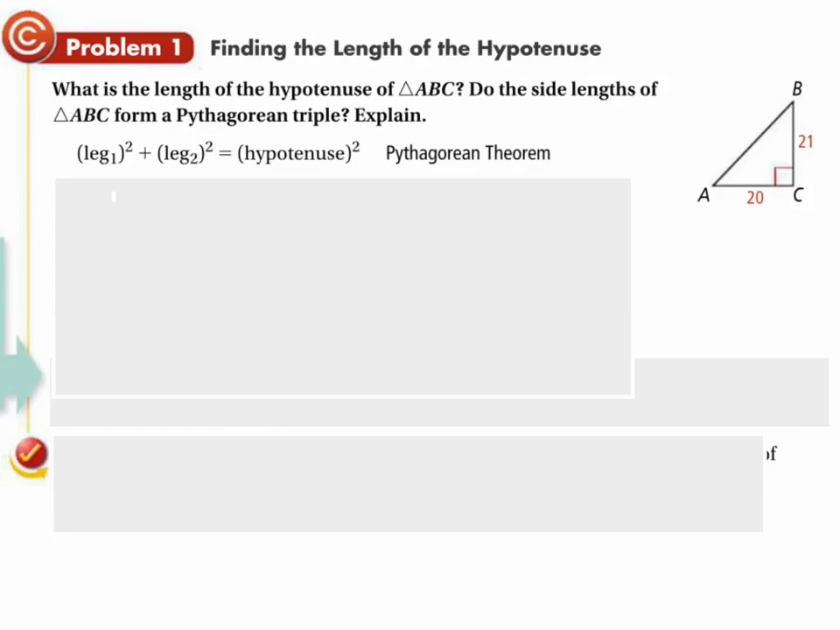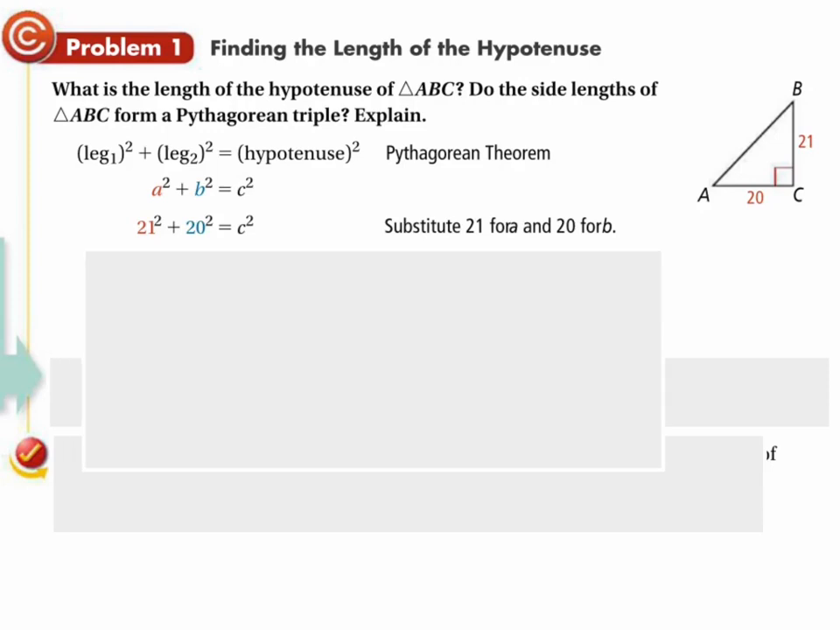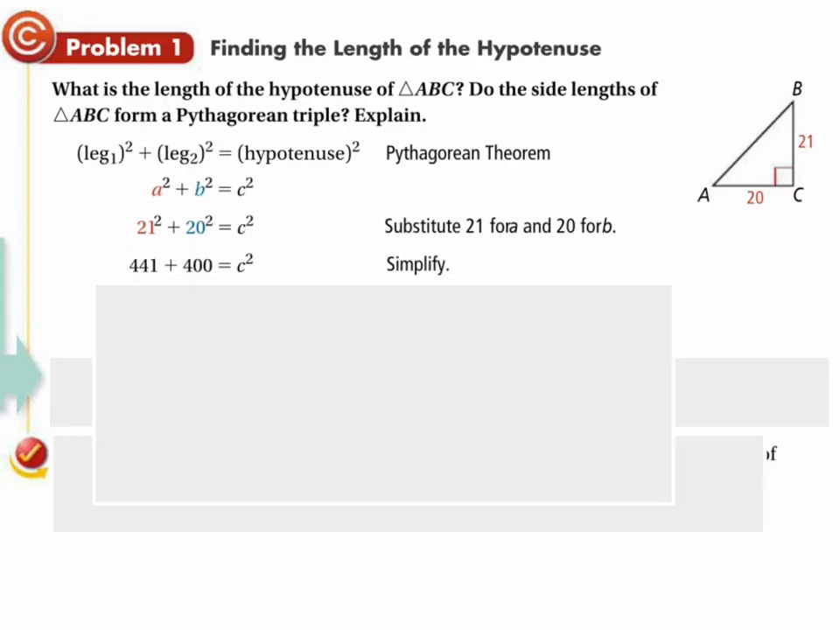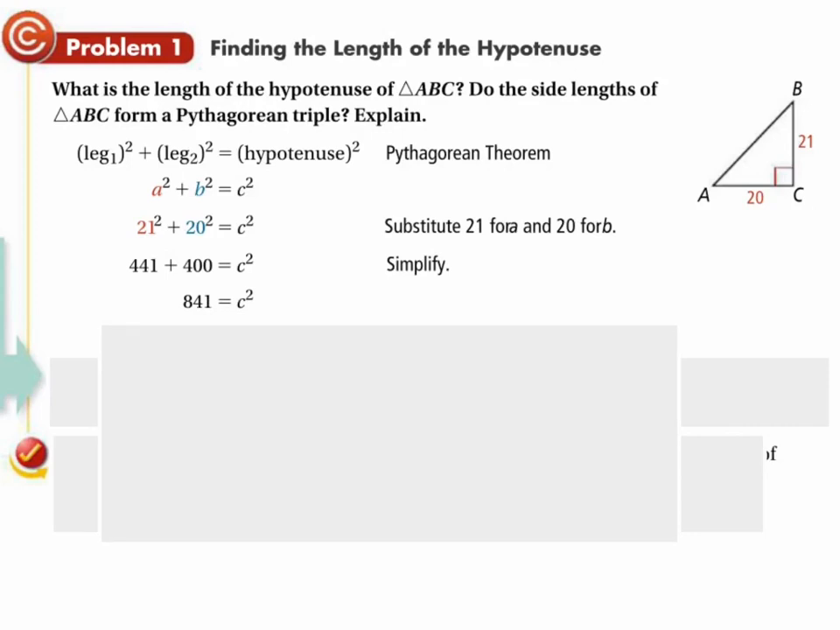So that's what this is showing, the Pythagorean theorem. A squared plus B squared equals C squared. They're using 21 for A and 20 for B. So when we square those, 21 squared is 441, 20 squared is 400. And when you add them together, 841, you get C squared.